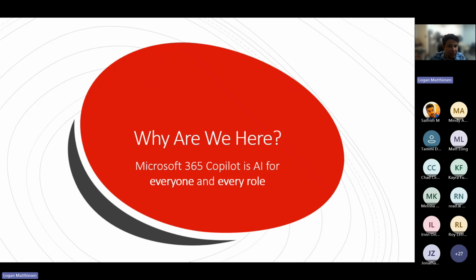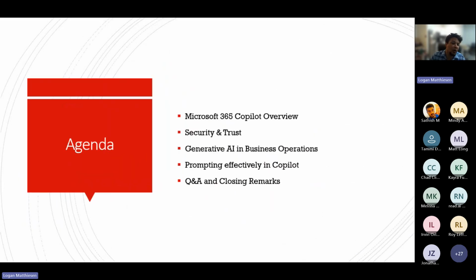Before we get started, let's go over a quick agenda. First, we're going to go over an M365 Copilot overview, just briefly, to get an understanding of what we're talking about. Then we're going to review some security and trust things. I am not a security expert by any means, but there are a couple of key details that are important that we're going to talk about. Then we're going to talk a little bit about Gen AI in business operations. But mostly we're going to be talking about prompting effectively in Copilot. Then we'll finish up with the Q&A and some closing remarks.